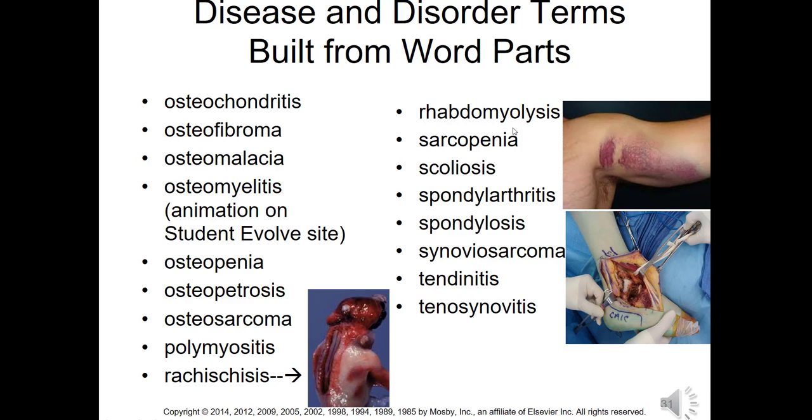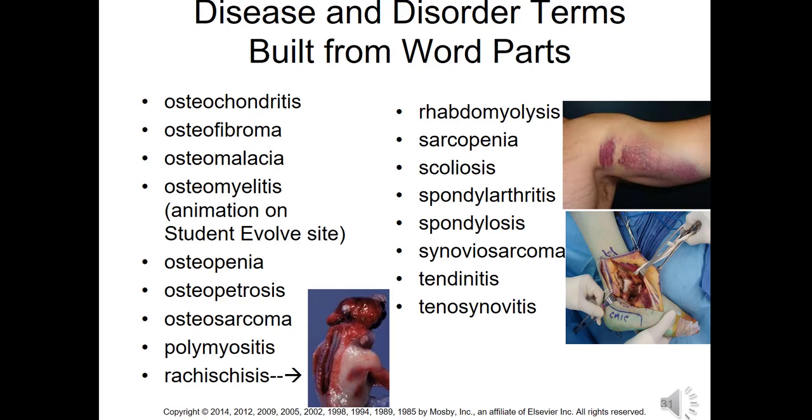Rhabdomyolysis. Rhabdomyolysis is dissolution of the striated muscle. So it's pretty much the muscle starts to kind of break down. Sarcopenia is abnormal reduction of connective tissue. Scoliosis is abnormal condition of a lateral curve of the spine.